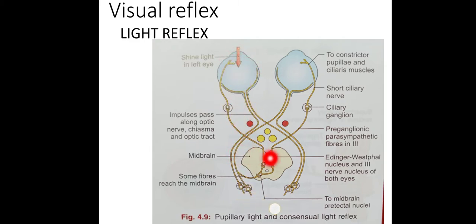And as both optic tracts were stimulated, both pretectal nuclei were triggered, and both triggered pretectal nuclei will stimulate both Edinger-Westphal nuclei. So pupillary constriction will occur in both of the eyes.